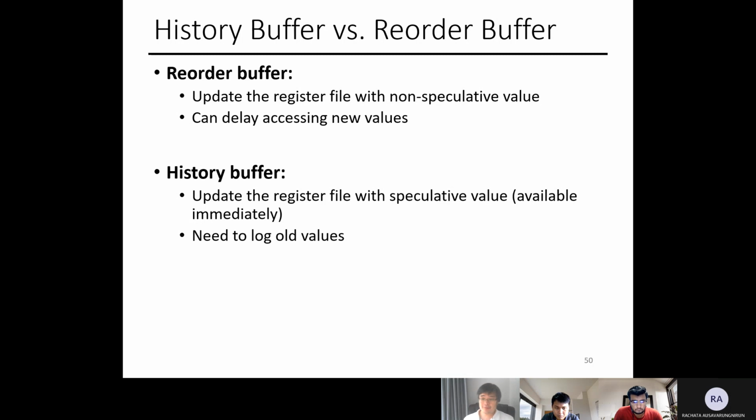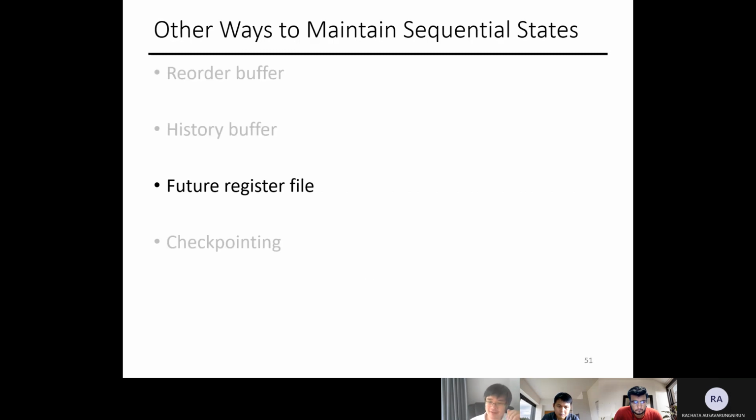Reorder buffer, you don't have the speculative value, you don't have the future value. History buffer, you have the future value, but you need to log them. You need to maintain them, right? What if you want both of them? So this is the concept behind future file.